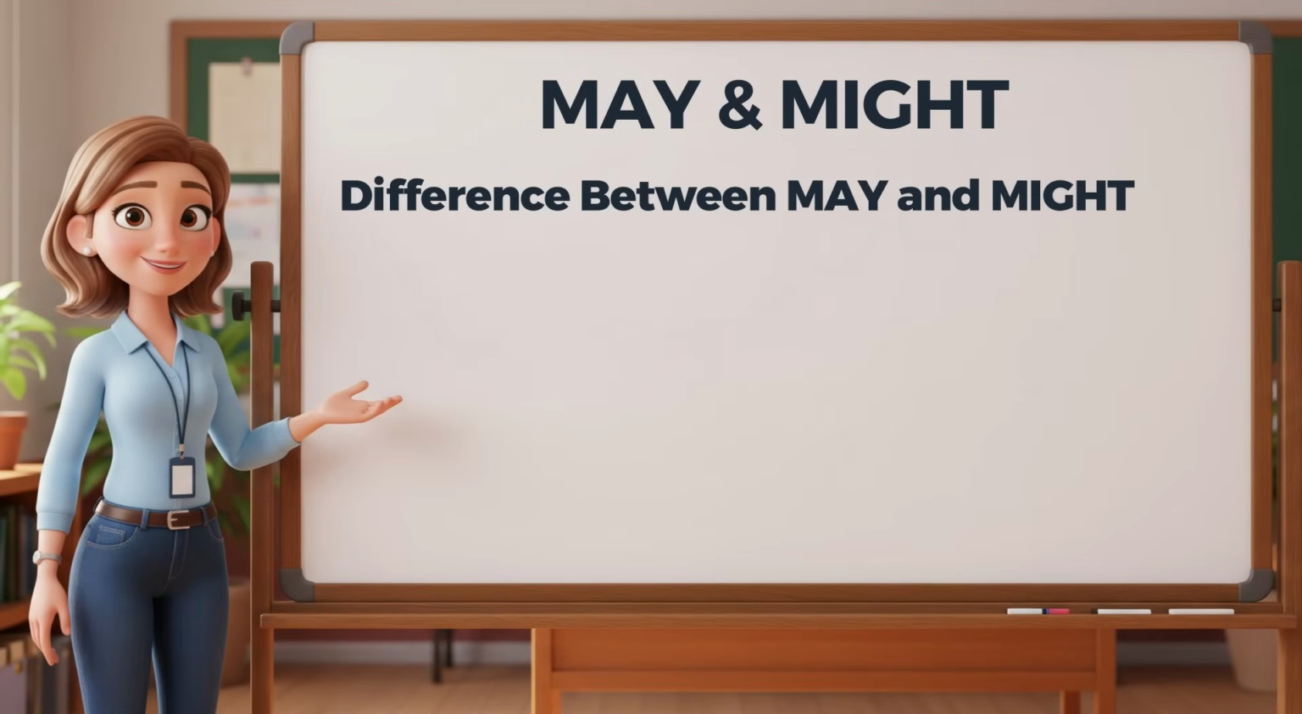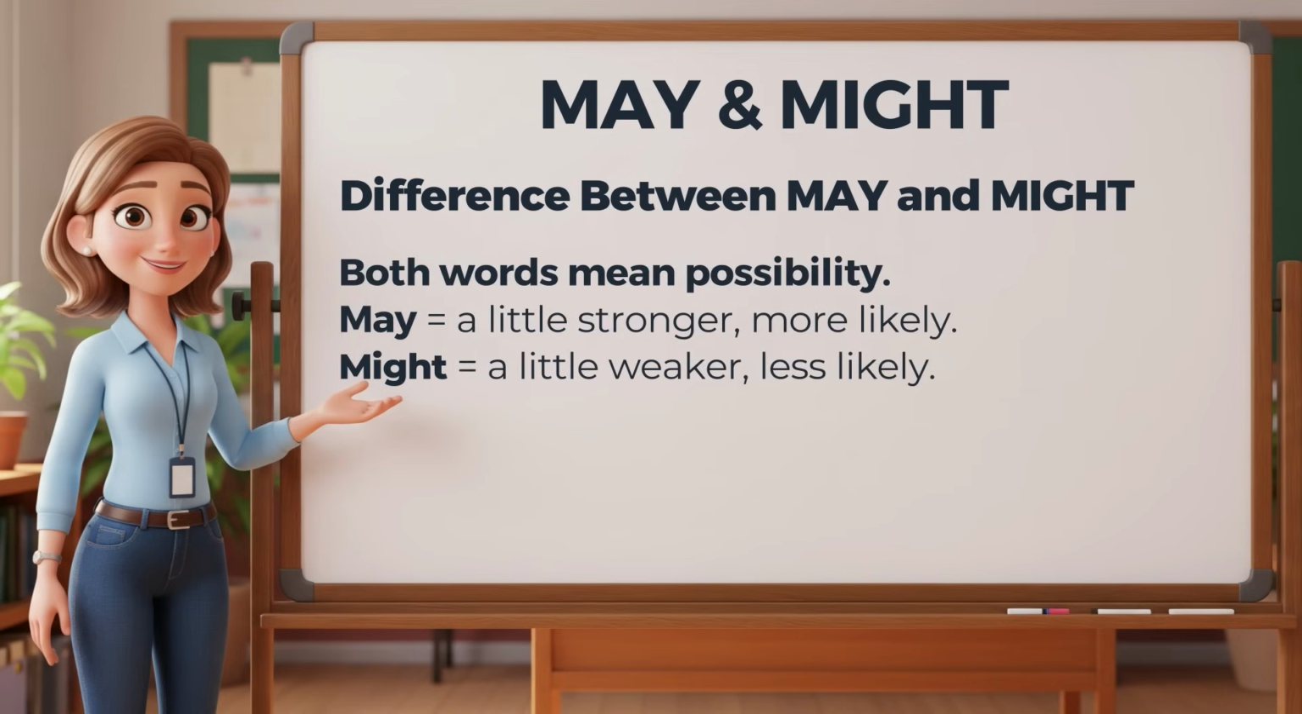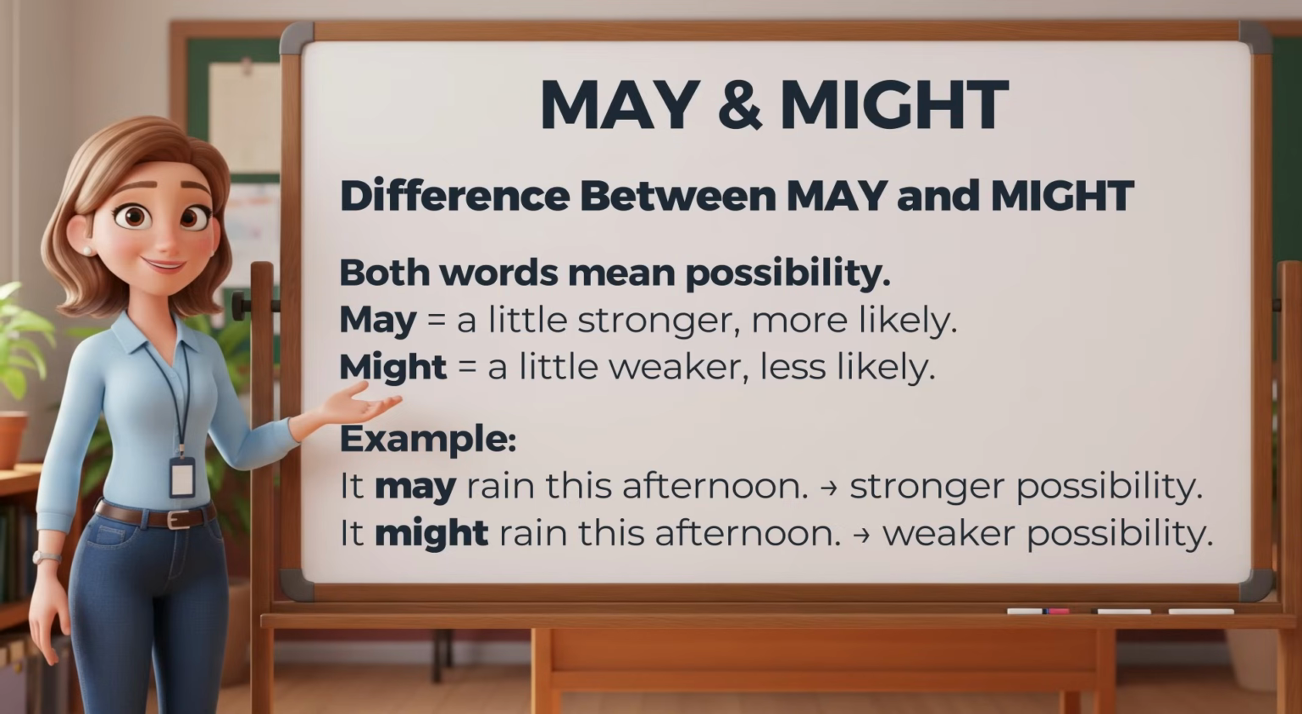Difference between may and might. Both words mean possibility. But there is a small difference. May is a little stronger, more likely. Might is a little weaker, less likely. Example: it may rain this afternoon. Stronger possibility. It might rain this afternoon. Weaker possibility.